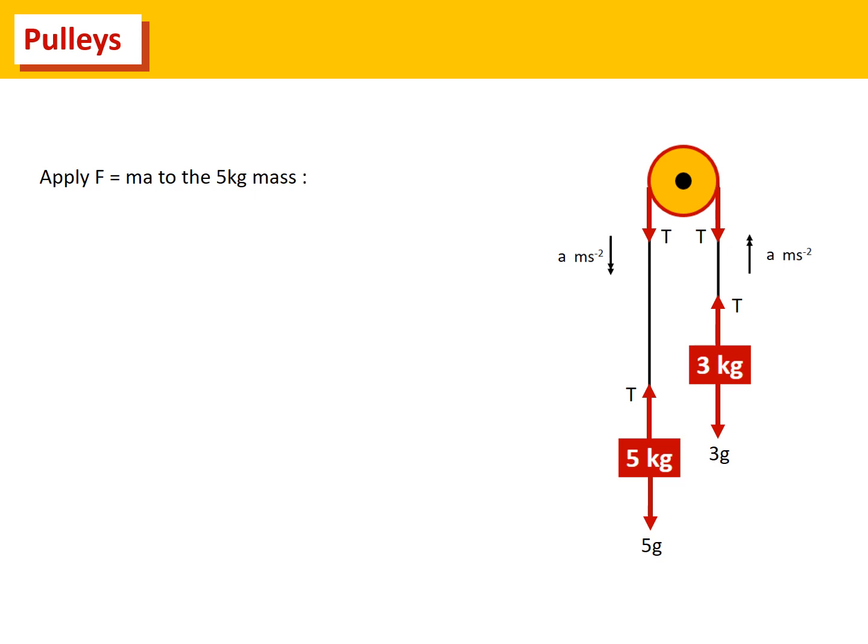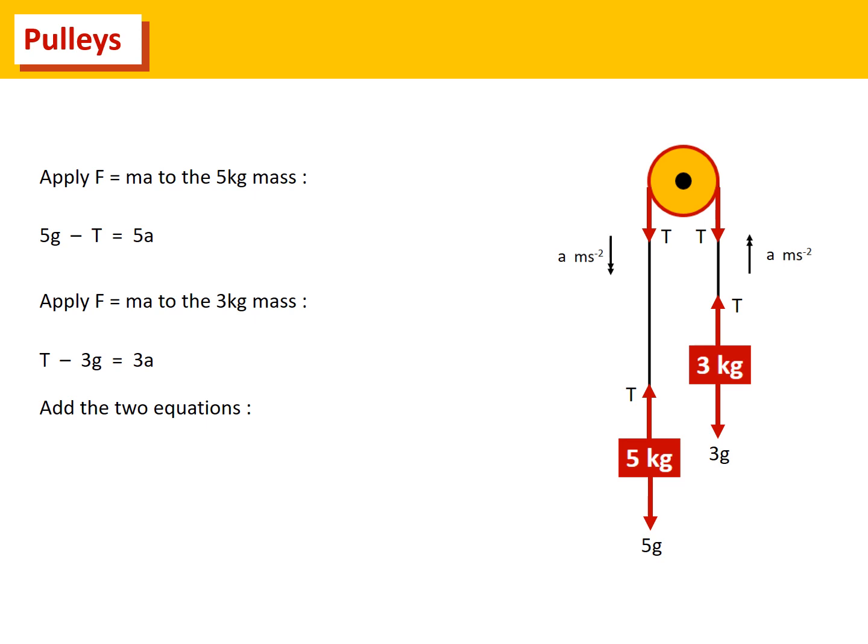If we apply F equals ma, i.e. Newton's second law, to the 5 kilogram mass, that mass is accelerating downwards, so the resultant force is going to be 5g minus T. So we end up with 5g minus T, the resultant force, equals the mass, 5, times the acceleration. Whereas applying Newton's second law for the 3 kilogram mass, that's accelerating upwards, so the resultant force on the 3 kilogram mass is the tension T subtract 3g. So we have T subtract 3g equals 3 times a.